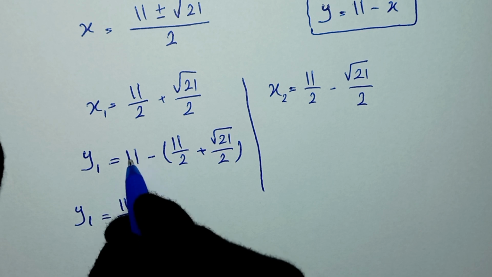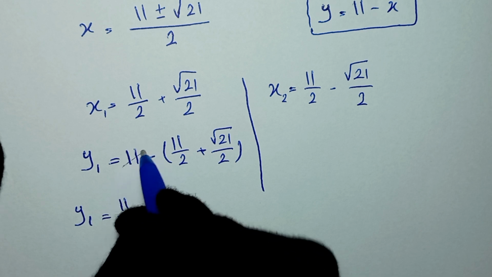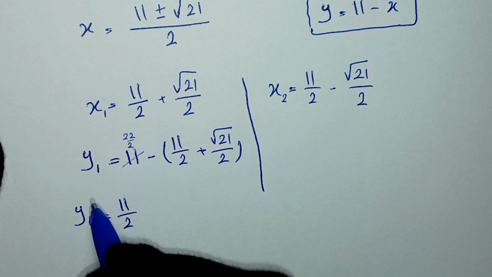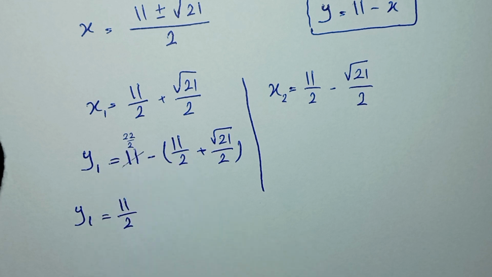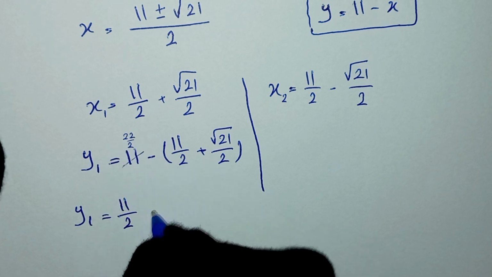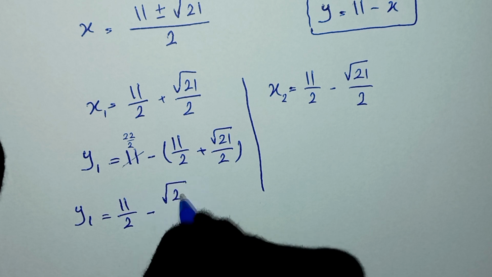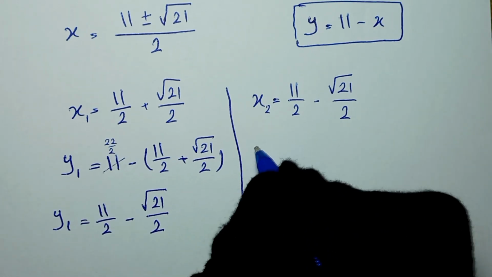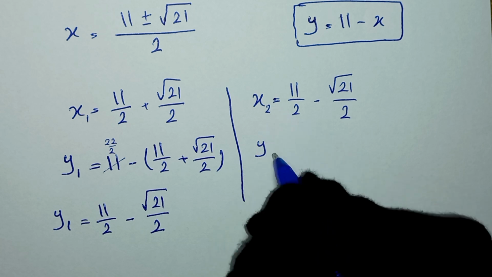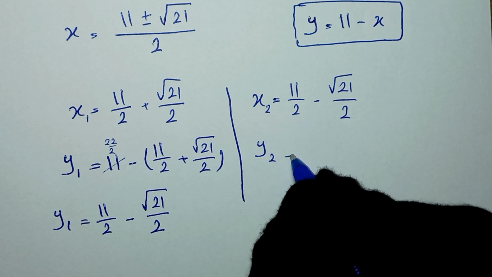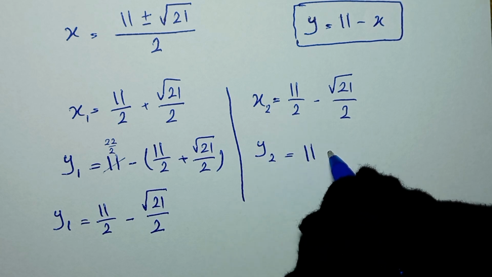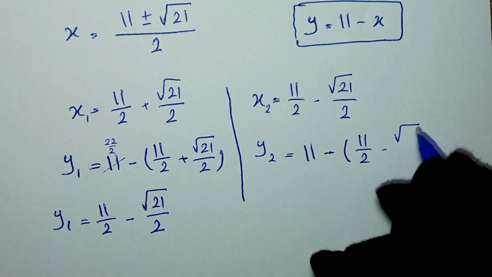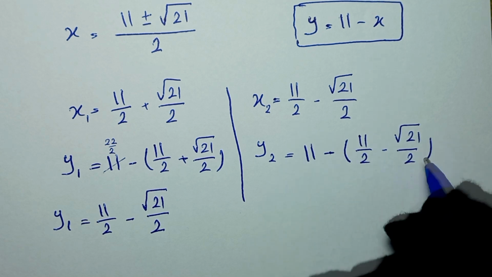We can write this 11 as 22 over 2, right? And 22 minus 11 is 11. And minus this, square root of 21 over 2. And from here, x2 and y2, okay, is equal to 11 minus x, minus this 11 over 2 minus square root of 21 over 2.